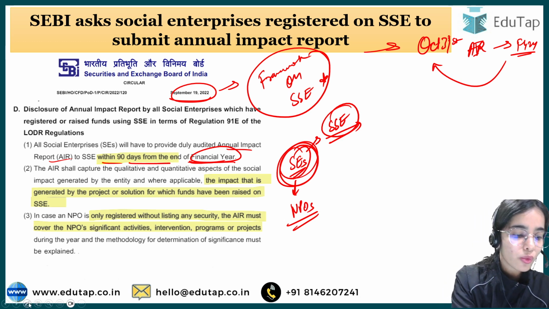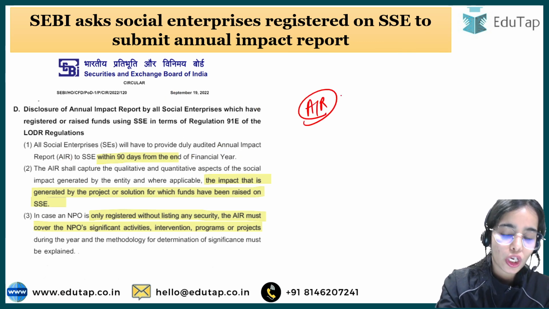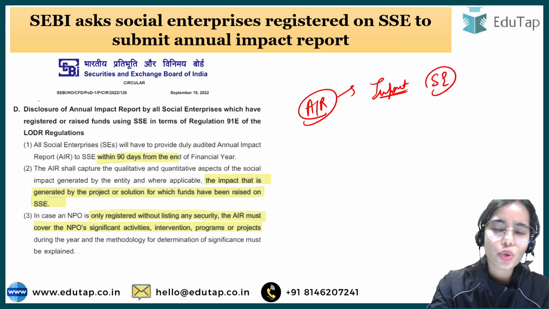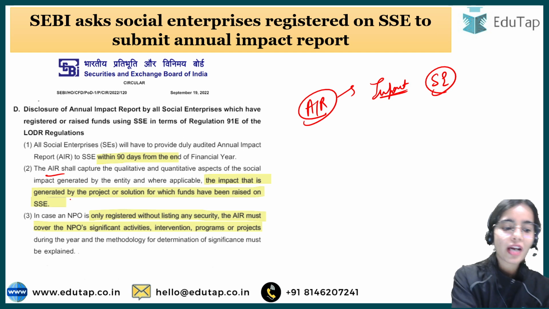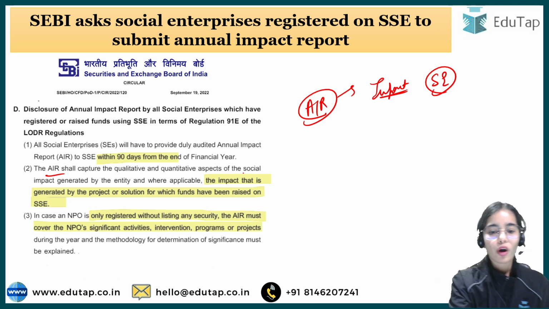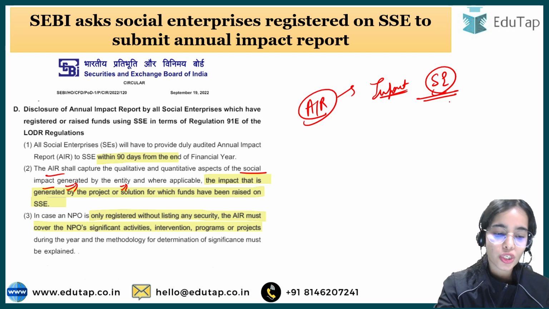Now, what is this annual impact report? What does it show? You can understand that it is showing the impact that is generated by the social enterprise. The annual impact report captures the qualitative as well as the quantitative aspects of the social impact that is generated by the entity, by the social enterprises.